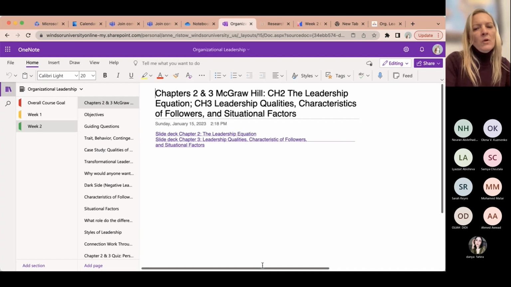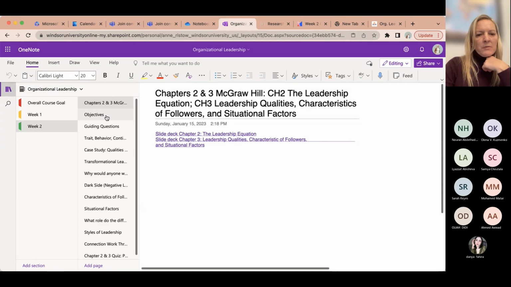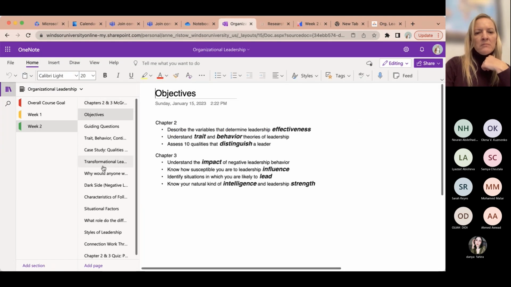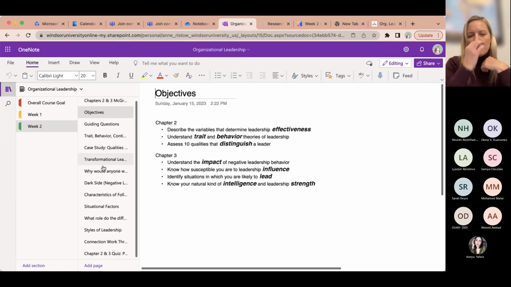So we're looking over these next couple of hours at the leadership equation and the qualities and characteristics we have as leaders and followers, and situational factors. You all have already reviewed the slide decks, so I'm going to go straight into our objectives. We're looking at this as a unit, chapter 2 and chapter 3, because they're relational.